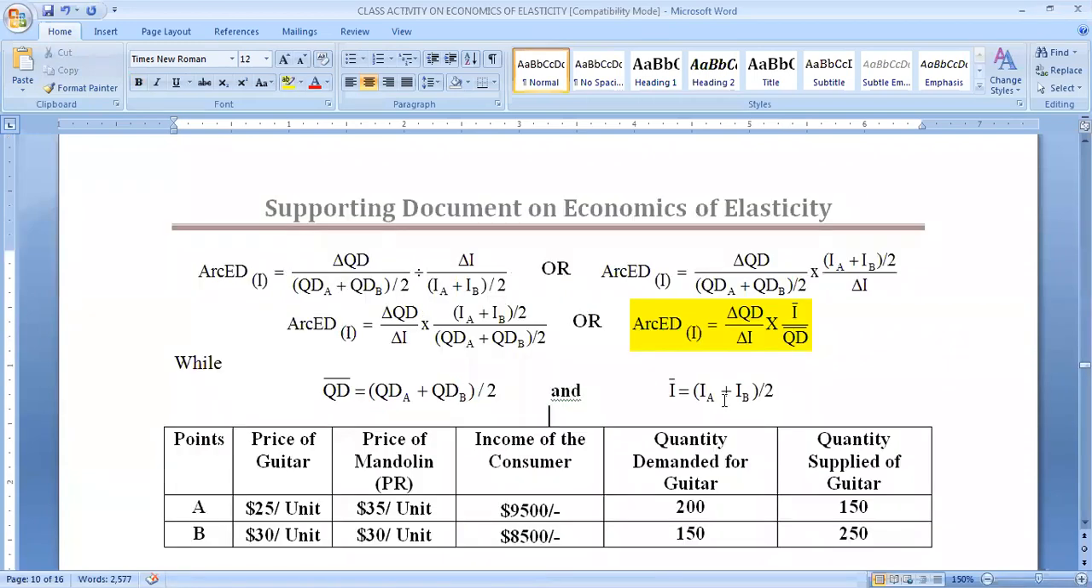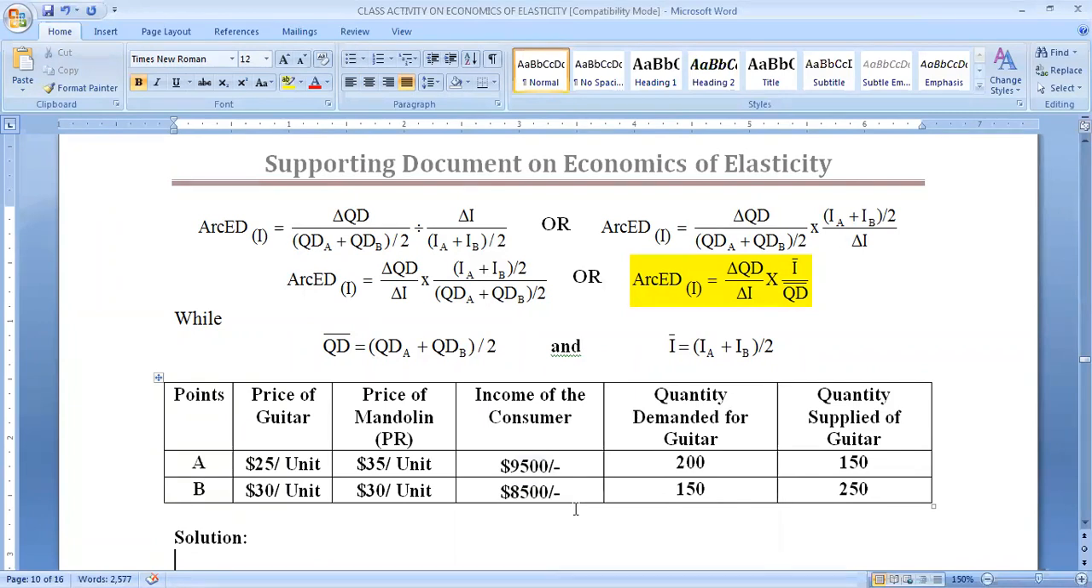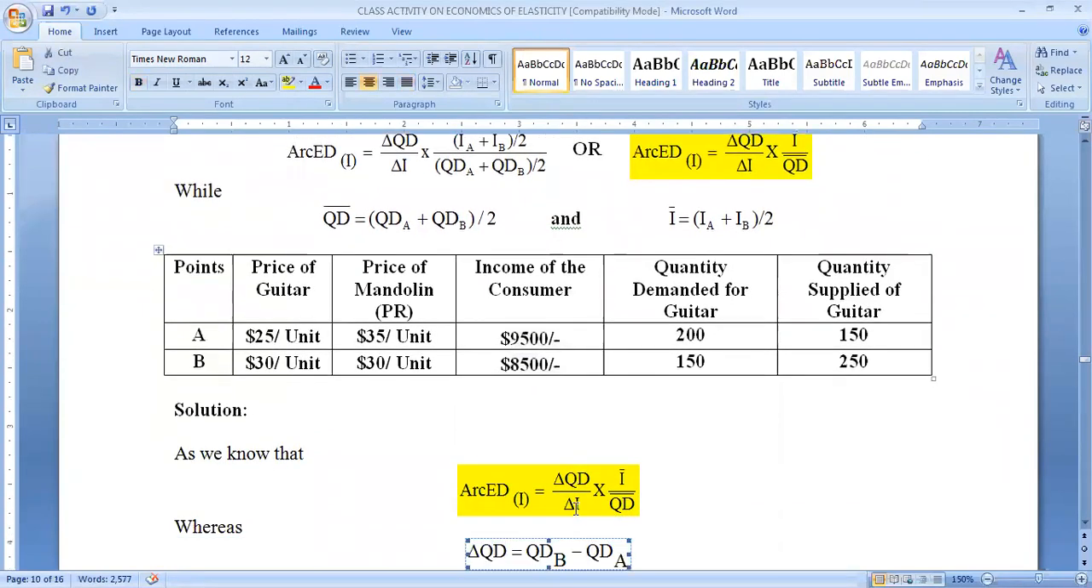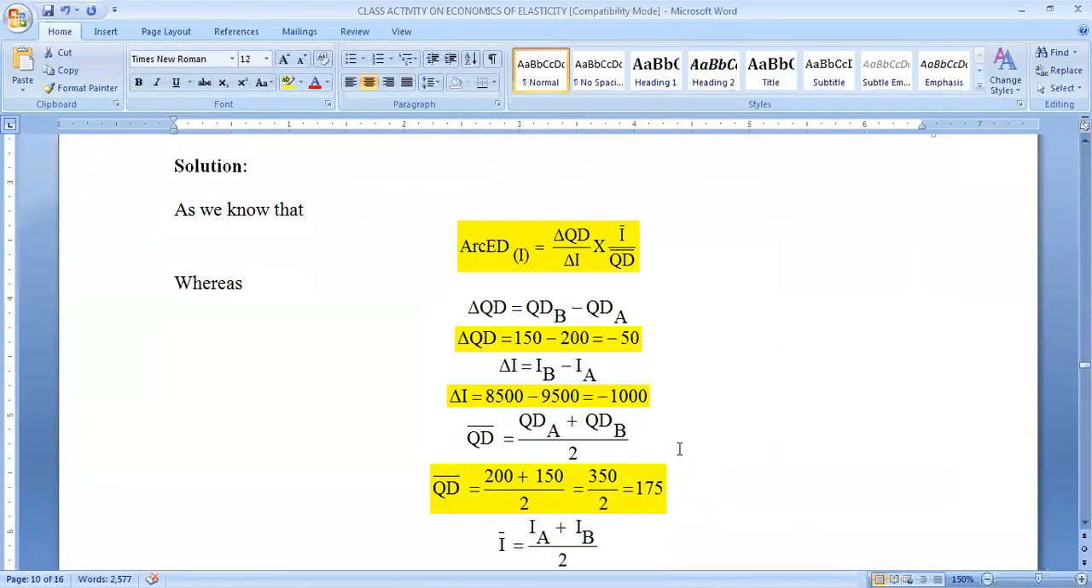We are given with the table. Here we are given income at 2 points, right? 9,500 at point A and 8,500 at point B. Whereas the information regarding quantity demanded remains the same, which is 200 and 150. Let's start our solution. We are given with the formula. Arc elasticity of demand with respect to income equals delta QD over delta I multiplied by I bar over QD bar.